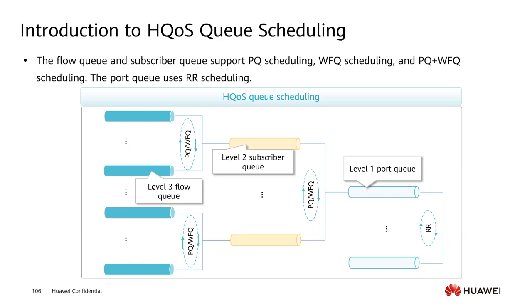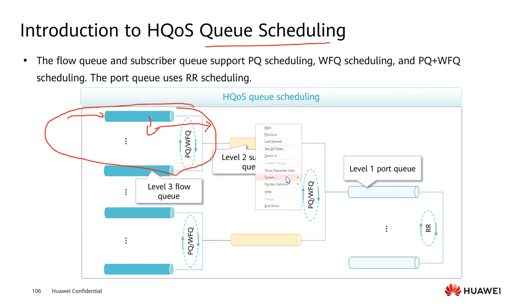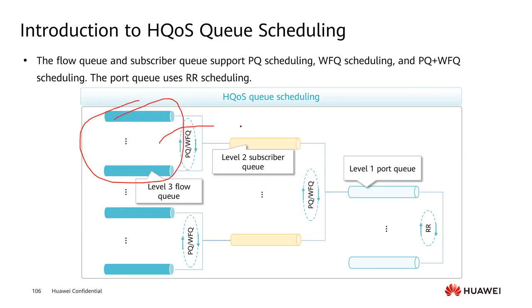Okay. So for the level three flow queue, as we said, most of the time it will be used to define the application, the traffic in the tenant. So in this tenant, different traffic, different services, maybe have different priority. And in this level three flow queue, you can do the queue scheduling. You can use PQ, WFQ, you can do that. And then when those traffic go forward out, they will go into the level two, the subscriber queue. Those subscriber queues most of the time will be defined by the tenant. Like each tenant will have one level two queue.